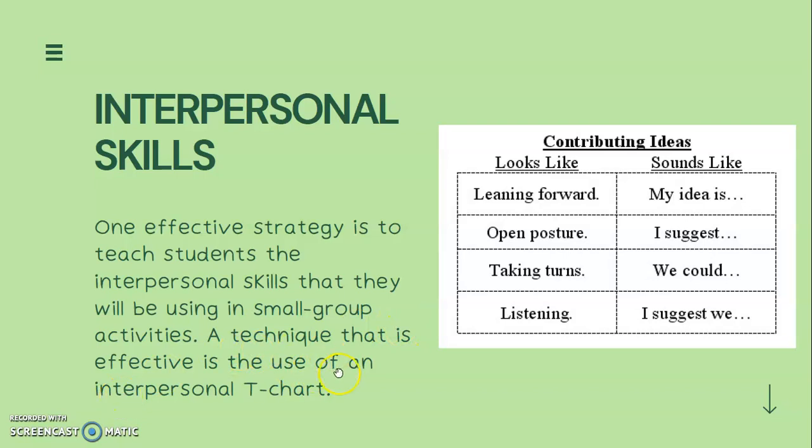A technique that is effective is what we call the T-chart, the interpersonal T-chart, just like this example here. Why is it a T? Because it looks like this, with a line in the middle. Actually, there are two columns. This is the main idea, and then it is divided, that's why it is a T. So, looks like, why is this interpersonal skill being taught? Looks like you are leaning forward. You are leaning forward. However, if the student leans forward, meaning to say, they have something like this: my idea is this one, right?